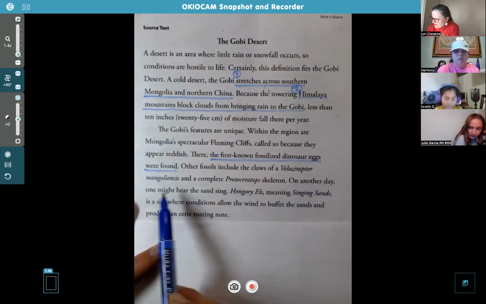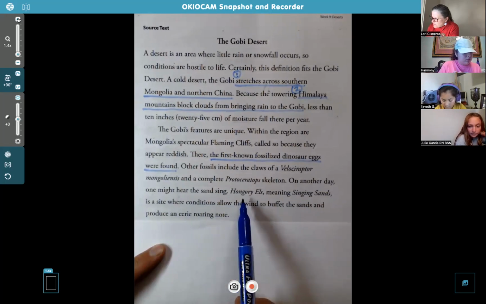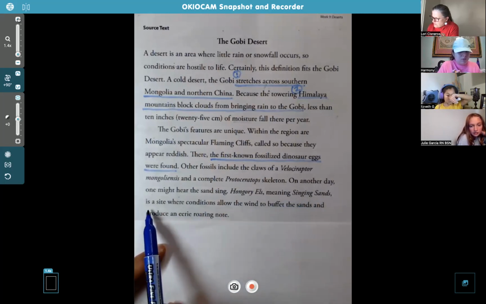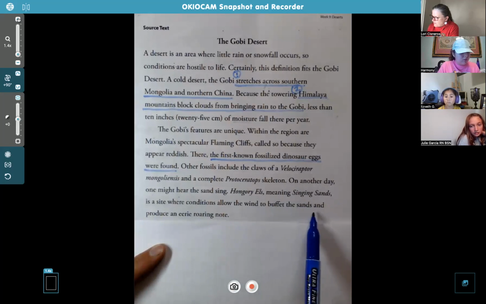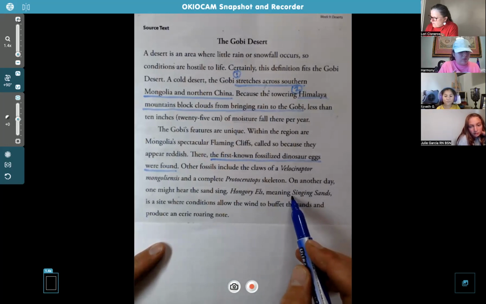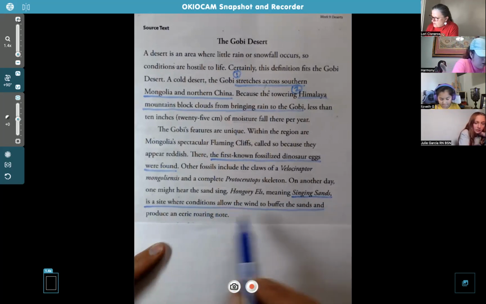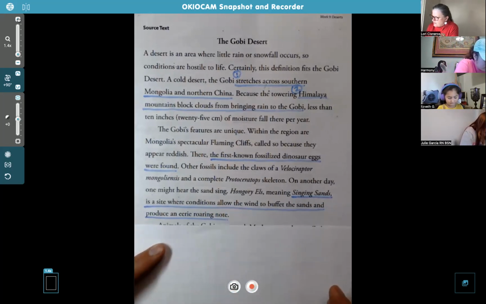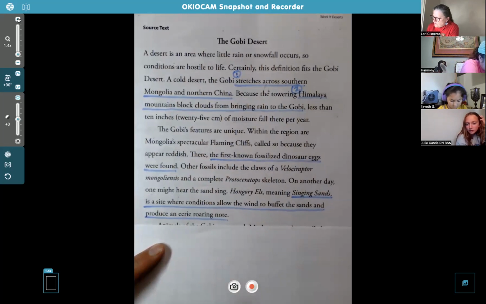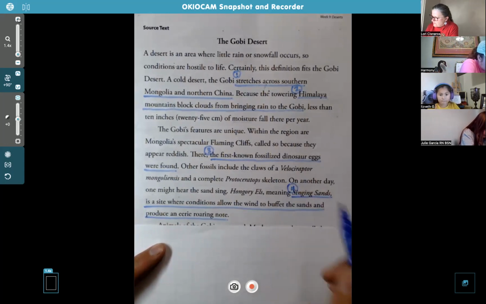Right here, on another day, one might hear the sand sing, and it goes into a little more detail here, talking about singing sands, a site where conditions allow the wind to buffet the sands and produce an eerie, roaring note. So I'm thinking that we can start that fact right here: singing sands. And then underline the rest of that. I like that too, Jana. That's a good one. So now we have 1 and we have 2. Let's put 3 for this one. And then 4 for this one.